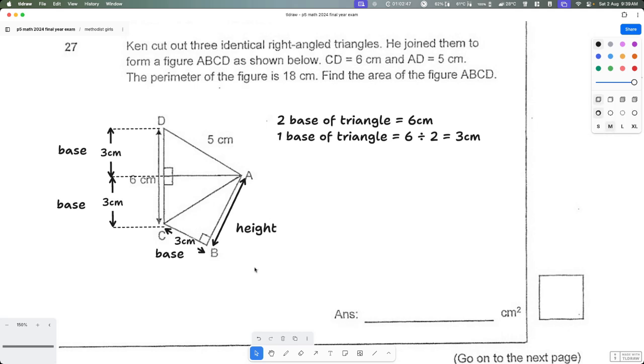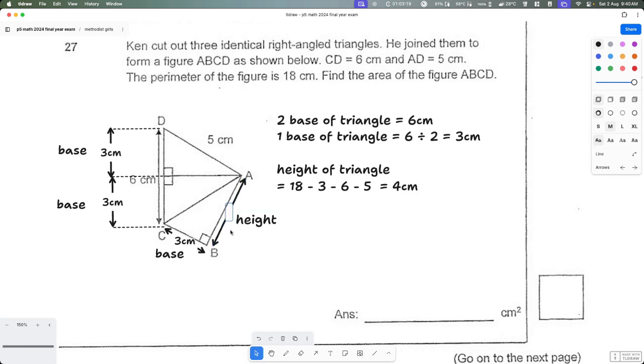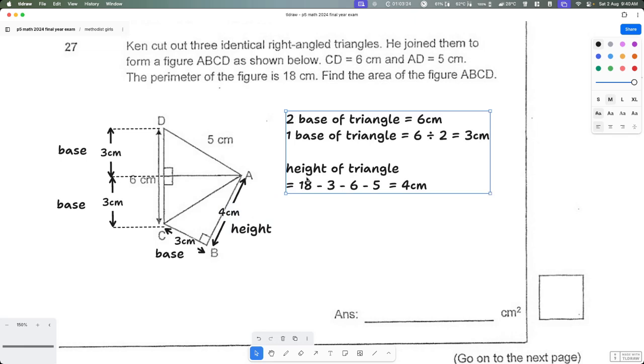Okay, height. So for the height, what we can do is, height of triangle is equal to, we have 18. So we have 18 minus 3 minus 3 minus 6 minus 5. So this is 4 centimeters. So that means this is 4 centimeters, which is the height of the triangle. So 18 minus 3 minus 6 minus 5 is 4.